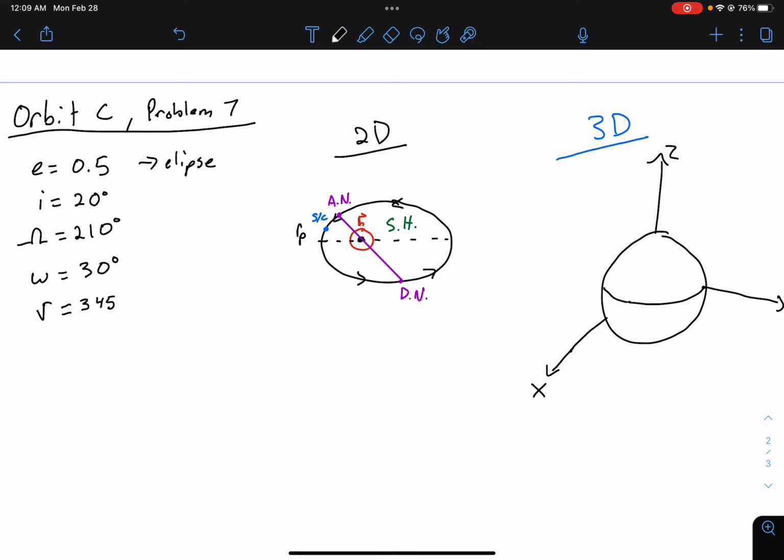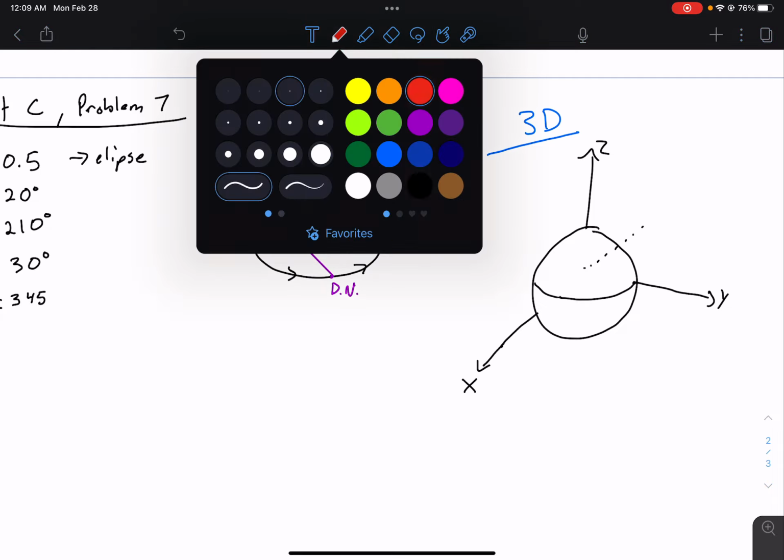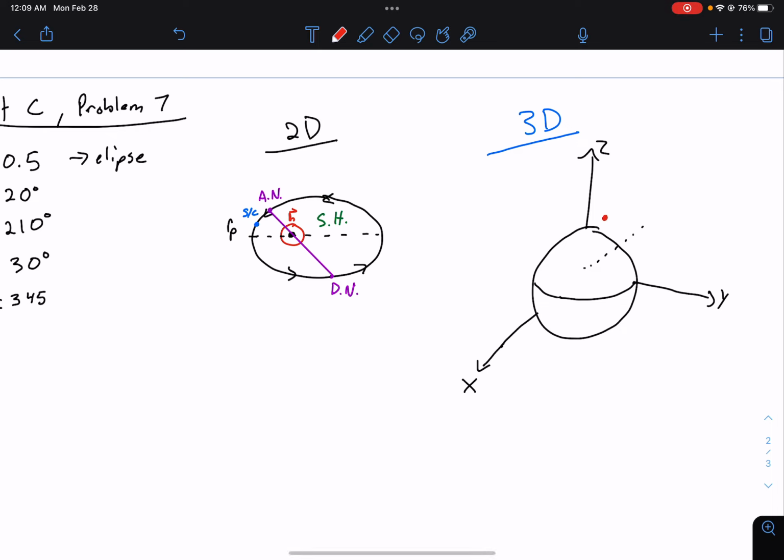210 degrees. Now, this is a little weird, right? 210 degrees is this plus over here, which means it's somewhere over there. That is where our ascending node is, right? Okay, well that means that our descending node is over here at 30 degrees, right? 210 minus 30 is 180, so that makes sense. This is our descending node.